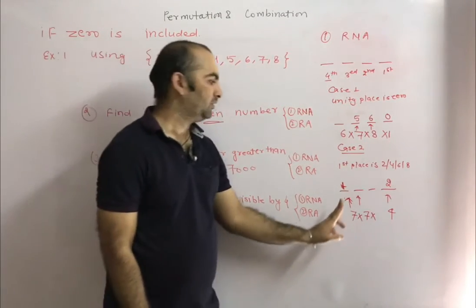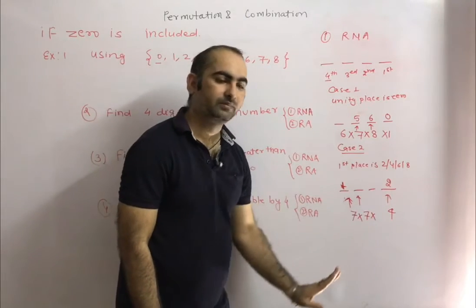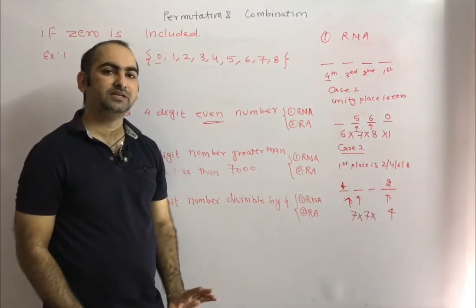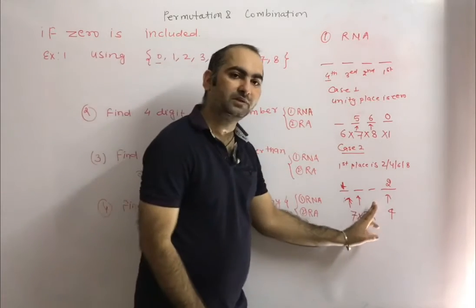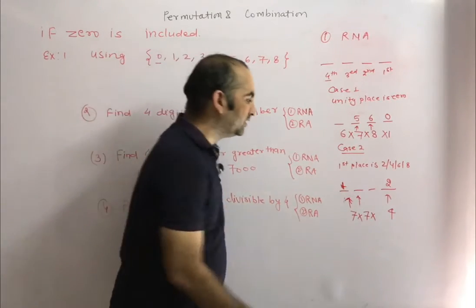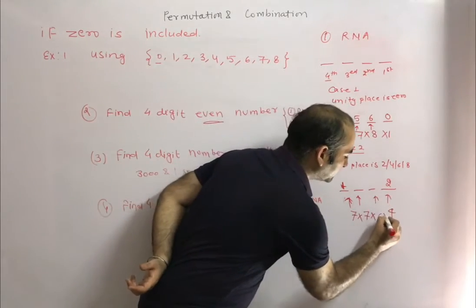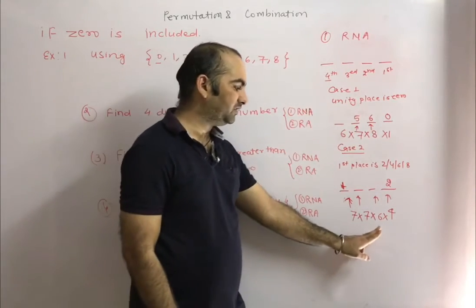Now out of 9 numbers, 3 numbers are gone: 1, 2, 3. Now how many numbers are remaining? 6. So for filling second place, how many digits are there? 6. So how many choices do we have? 6. So into 6. So what is the answer? 7 into 7 into 6 into 4.